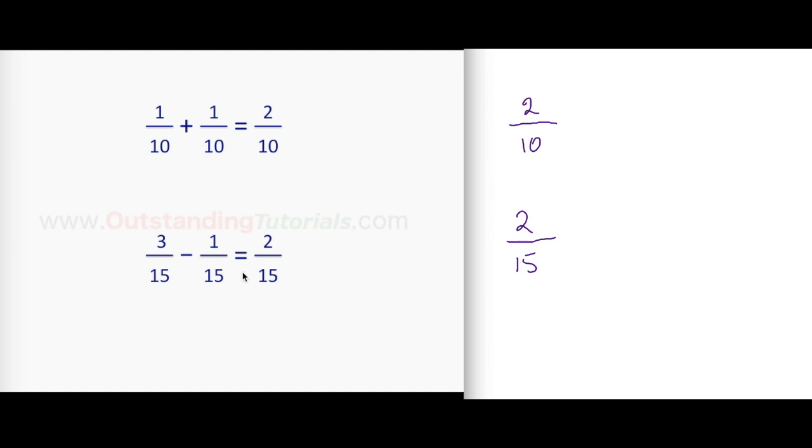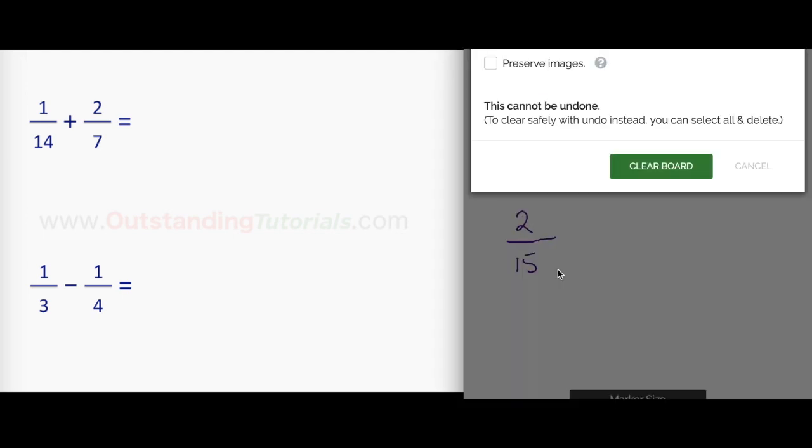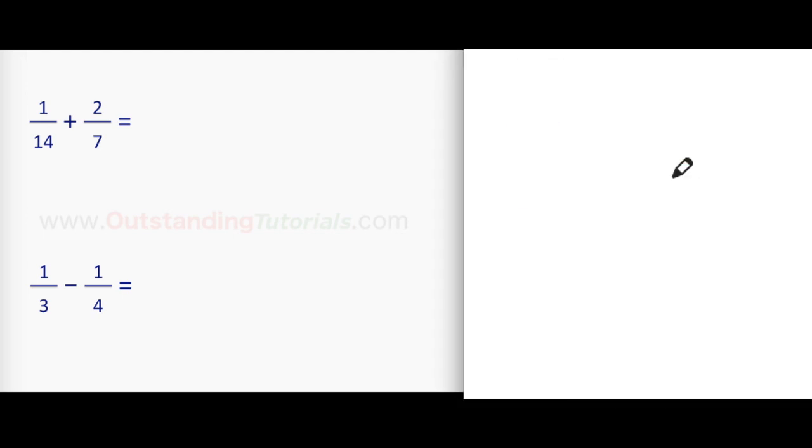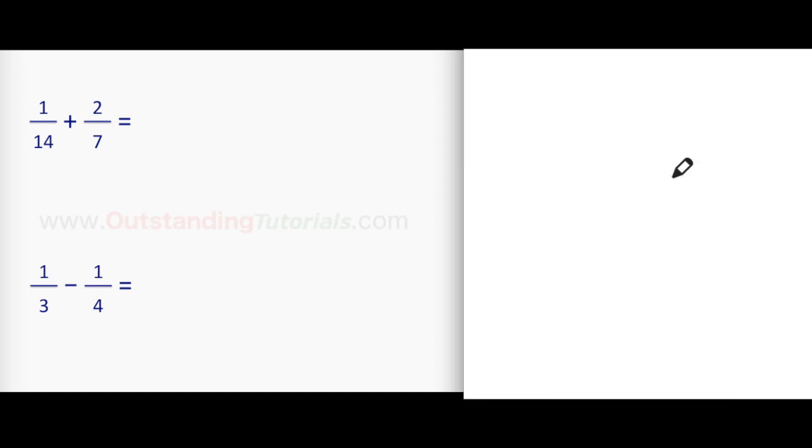Okay, now let's go on. So now let's look at these questions. Now 1 over 14 plus 2 over 7. Now they are not the same. But you have to ask yourself, what is the same rules apply.